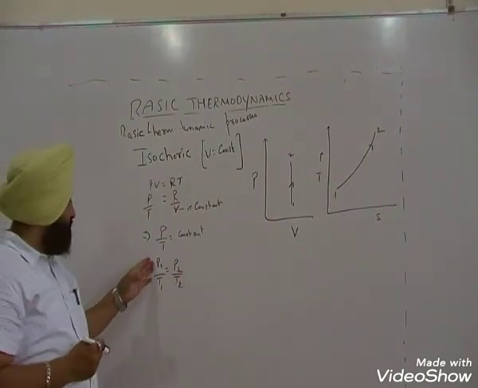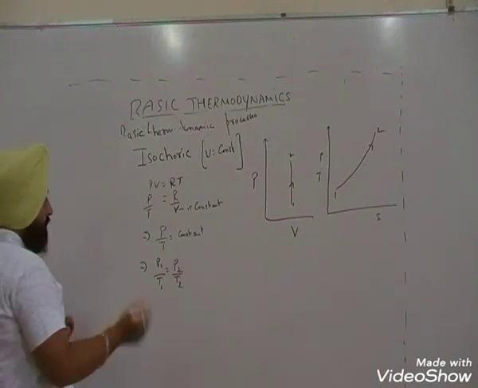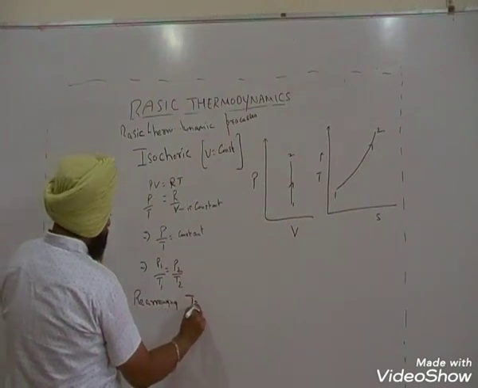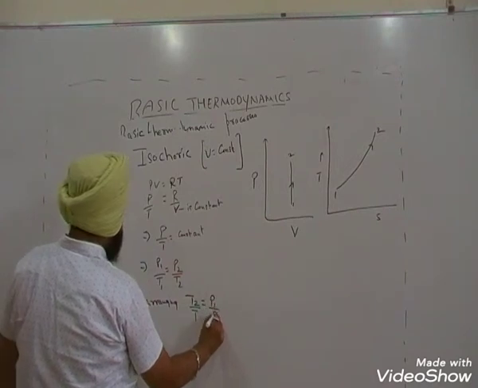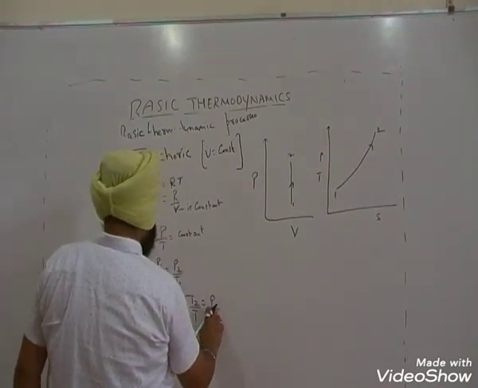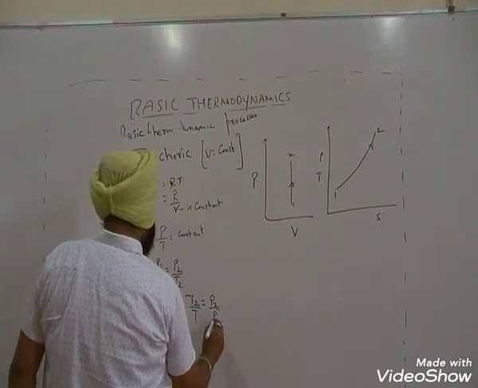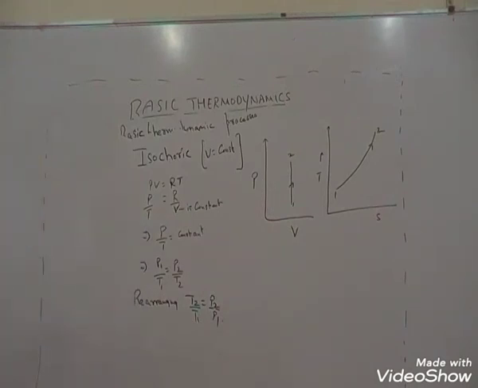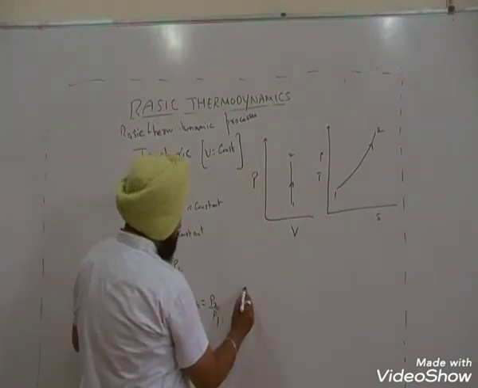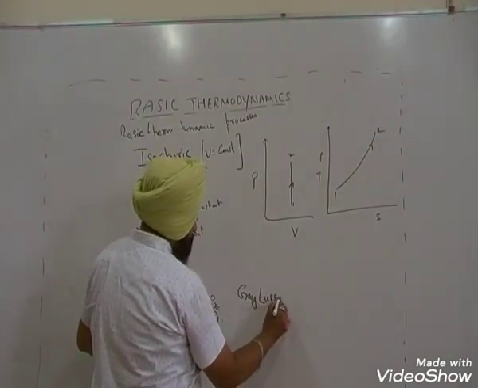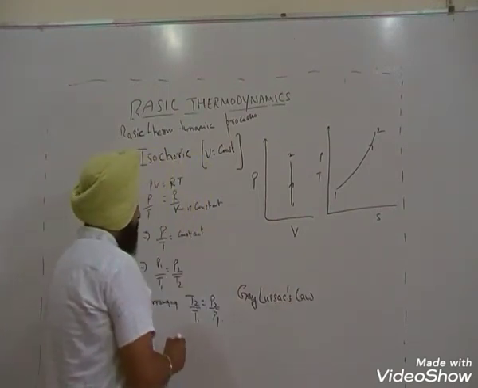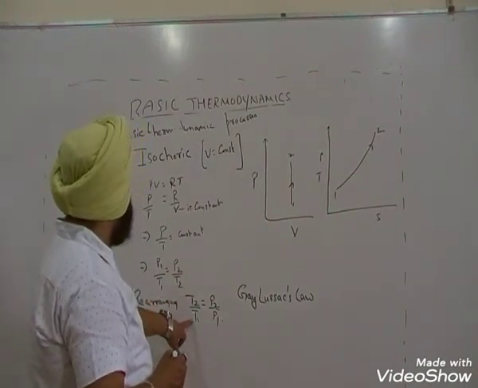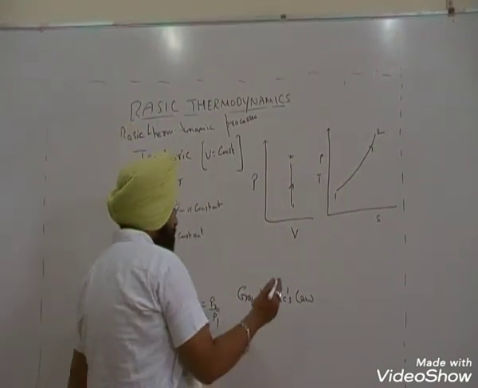You already know that this is the pressure and the temperature. So rearranging this equation, T2 upon T1 is equal to P2 upon P1. So it follows the Gay-Lussac law. It states that the pressure of a perfect gas is directly proportional to the temperature at constant volume.